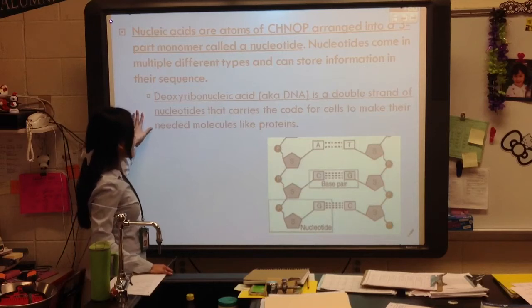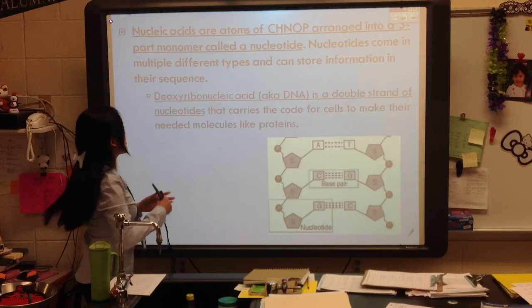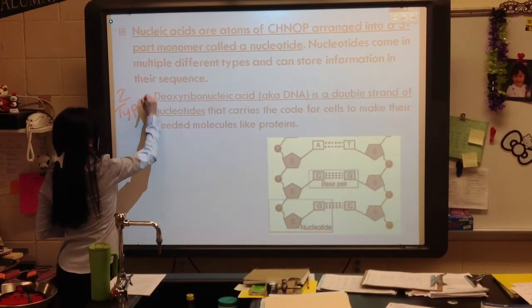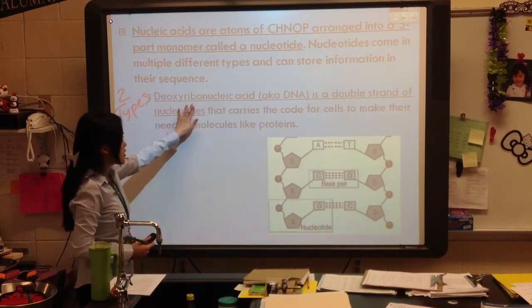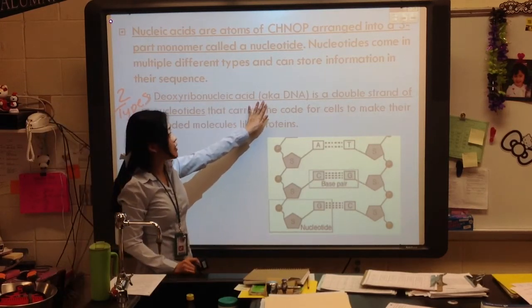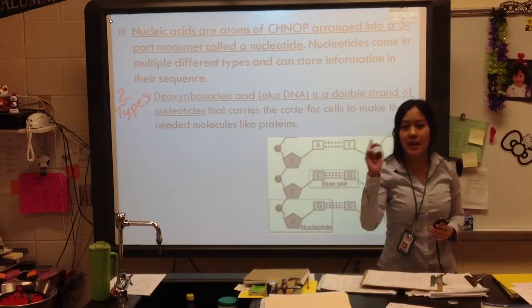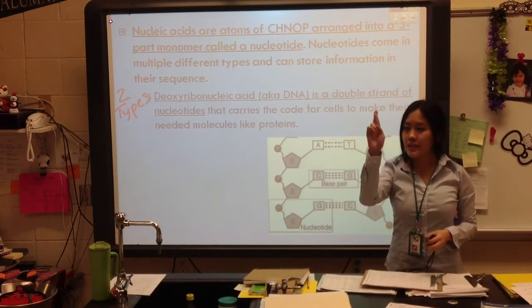For nucleic acids, there's actually two types. So right here I'm going to write two types, and I want you to do the same. There's two types of nucleic acids. The first is deoxyribonucleic acid, and you know that as DNA. DNA is a double strand, two strands of nucleotides twisted together.